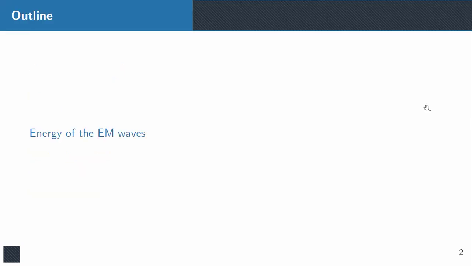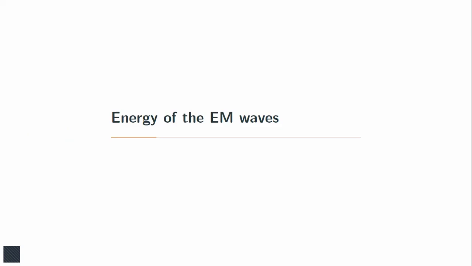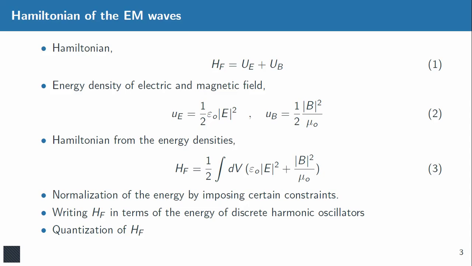So, by the end of this lecture, you will understand how to calculate the energy of the EM field, how to normalize it according to the given constraints, and how it relates to the energy of a harmonic oscillator. So without wasting any second, we should move on to the concept of the energy of EM waves.